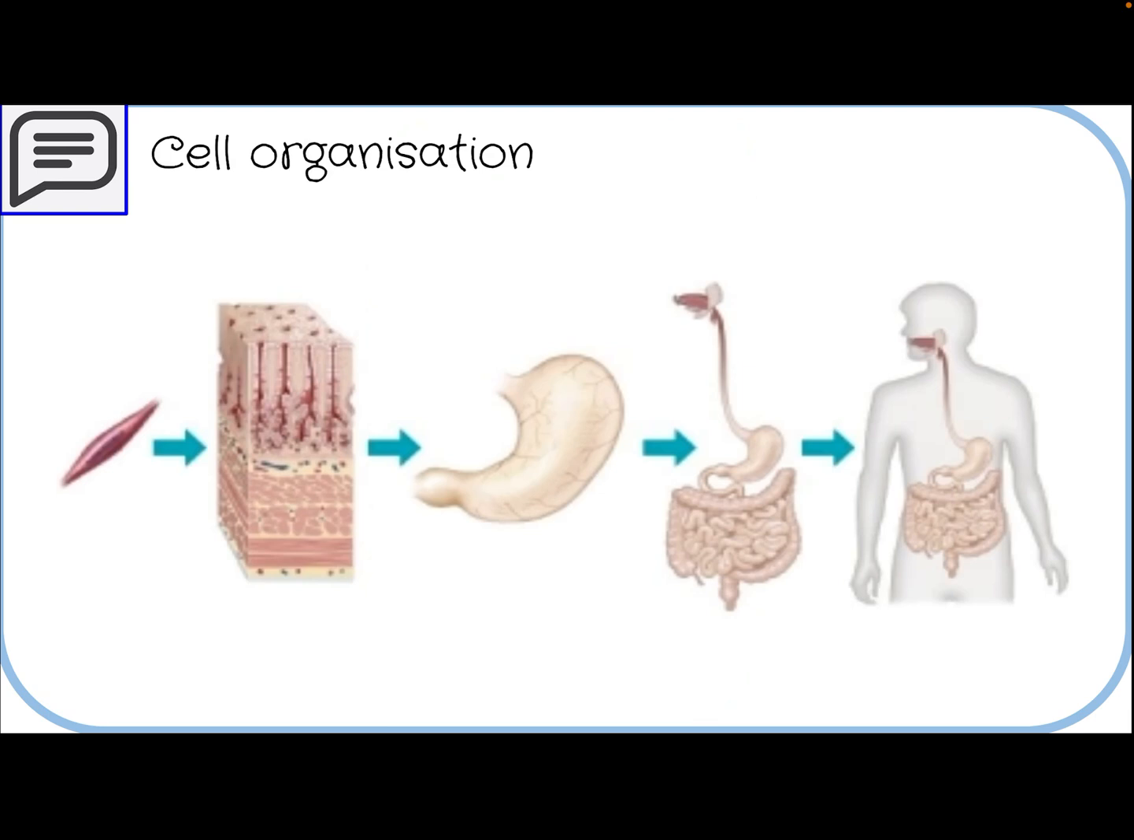Cells are the basic building blocks and they make up every living organism. As you know from the last biology topic, specialized cells carry out a particular function. These specialized cells form tissues, which form organs, which form organ systems.